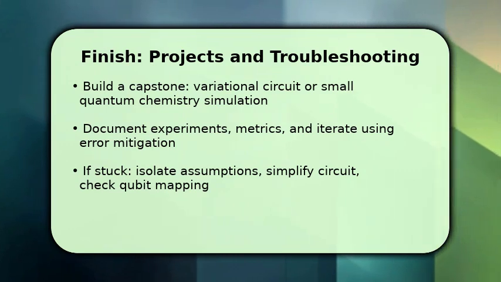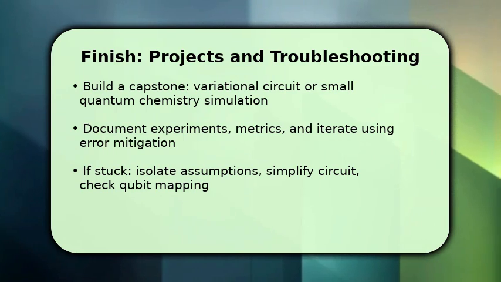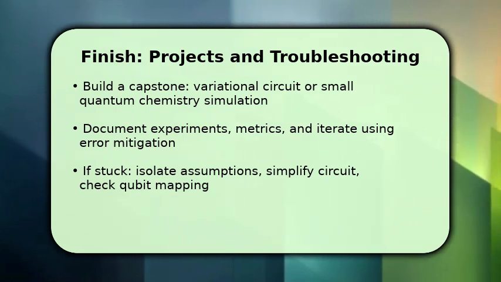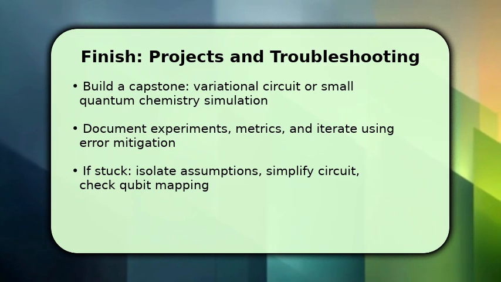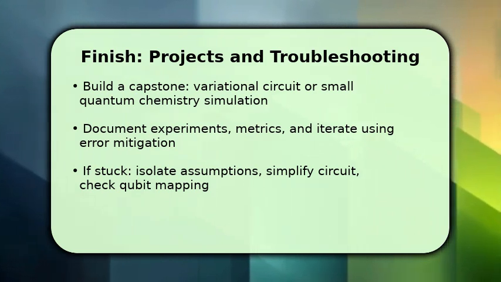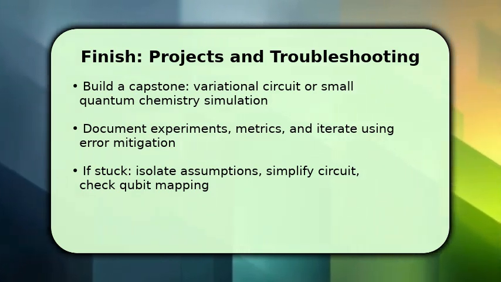Choose a variational algorithm or a tiny quantum chemistry problem to apply everything. Document each experiment, record fidelity and measurement statistics, and iterate while applying error mitigation methods because reproducibility accelerates insight.